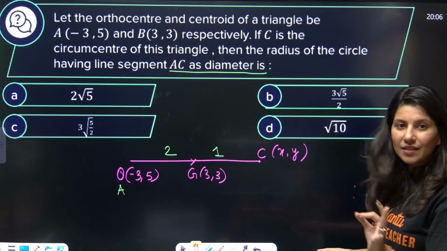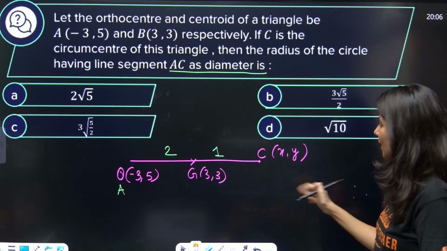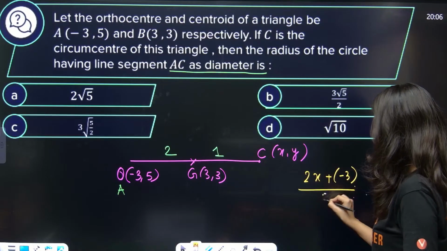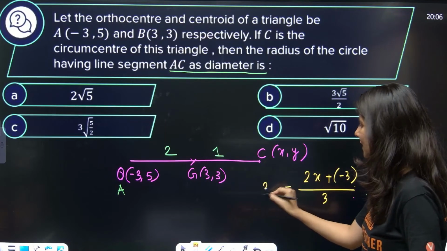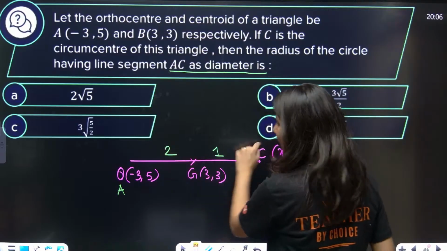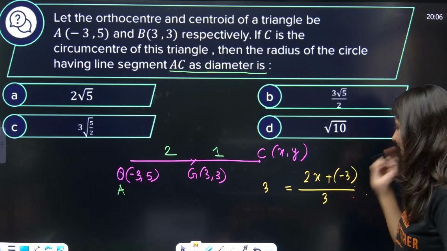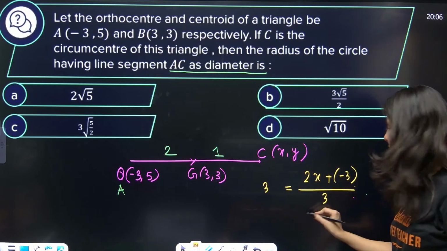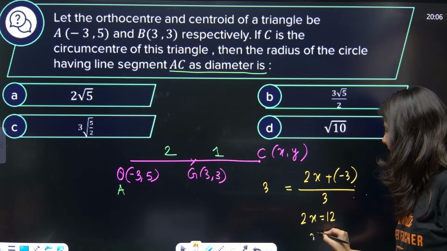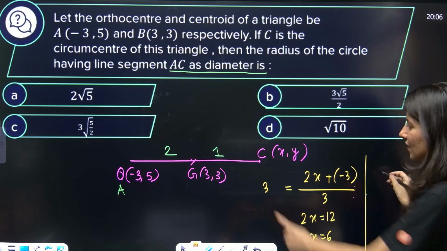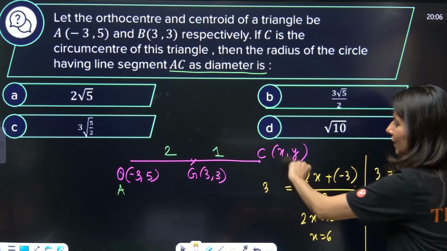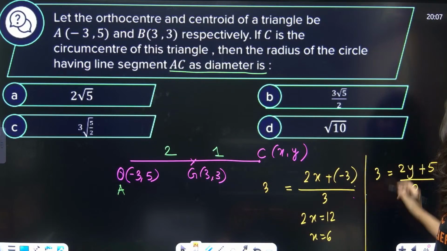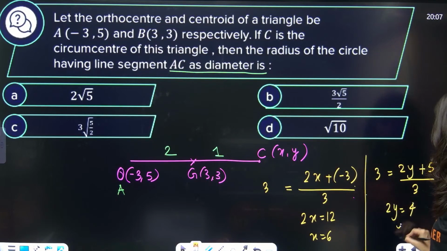If you know the result now, then the question is absolutely easy. (2x plus (-3)) upon 3 is nothing but your centroid's x-coordinate, 3. So 3 equals (2x minus 3) by 3. Clearly 3 threes are 9, 9 plus 3 is 12, so 2x equals 12, and x is 6. Now y. This is also 3. So (2 into y plus 5) upon 3 equals 3. 9 minus 5, so 2y equals 4, and y equals 2.